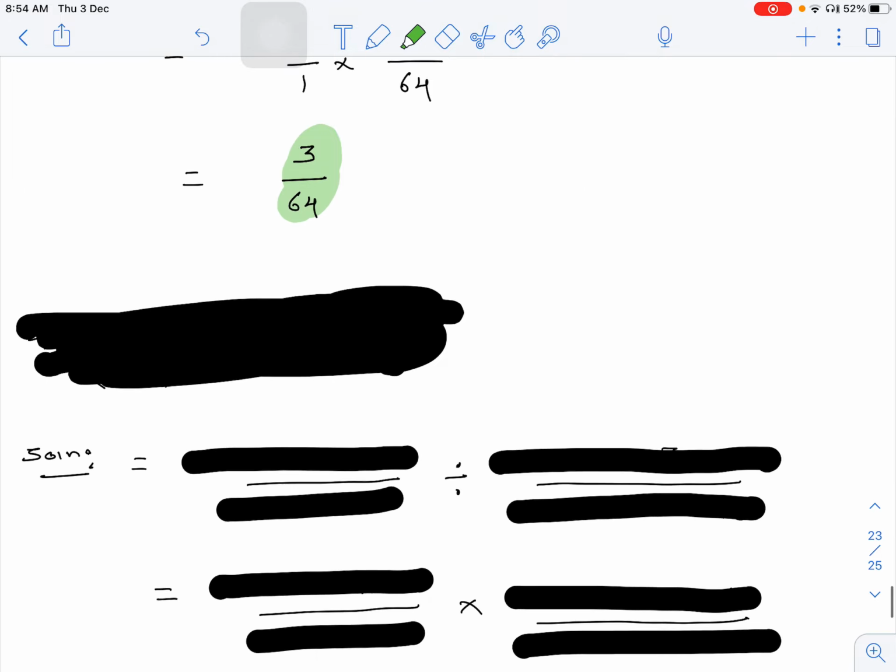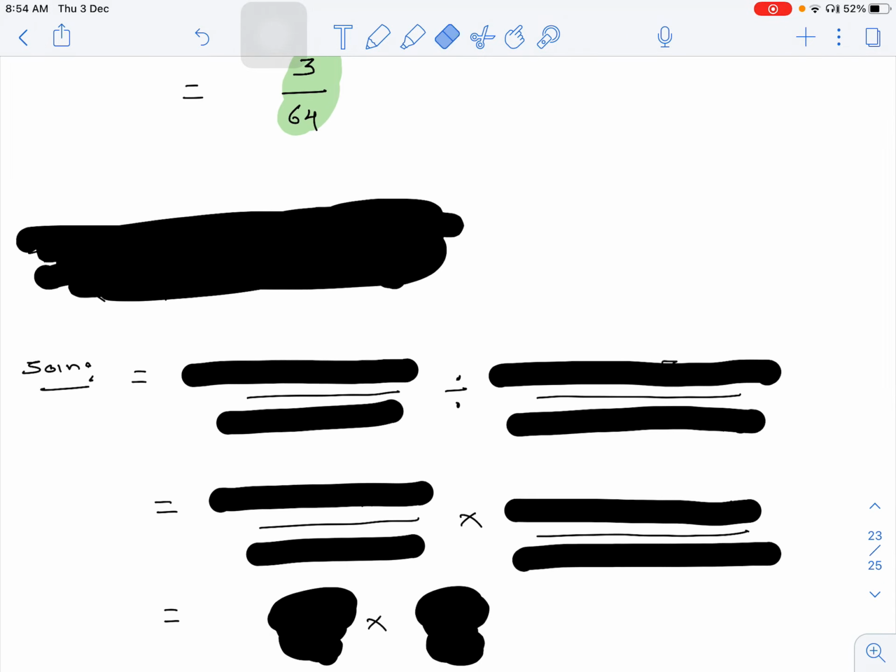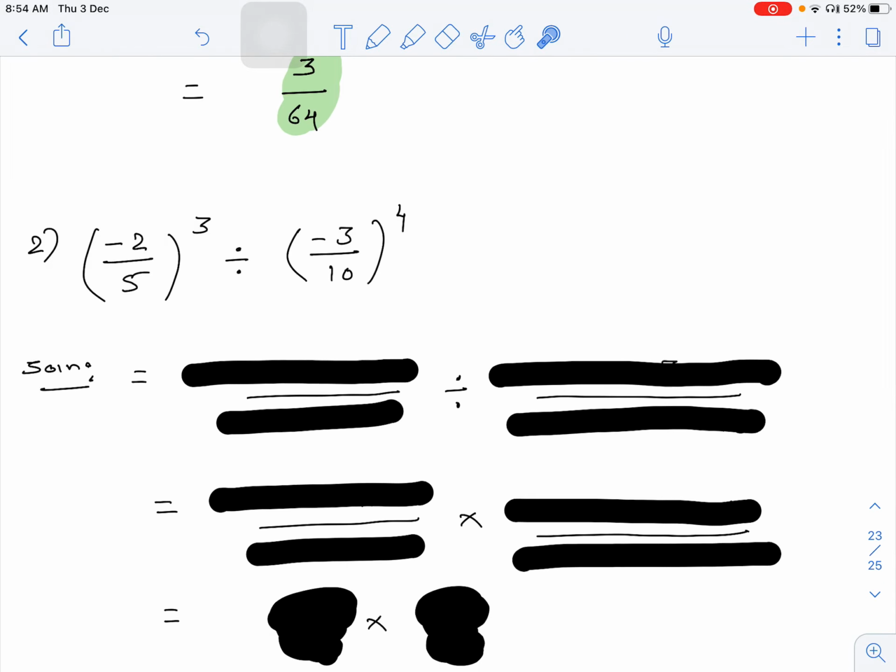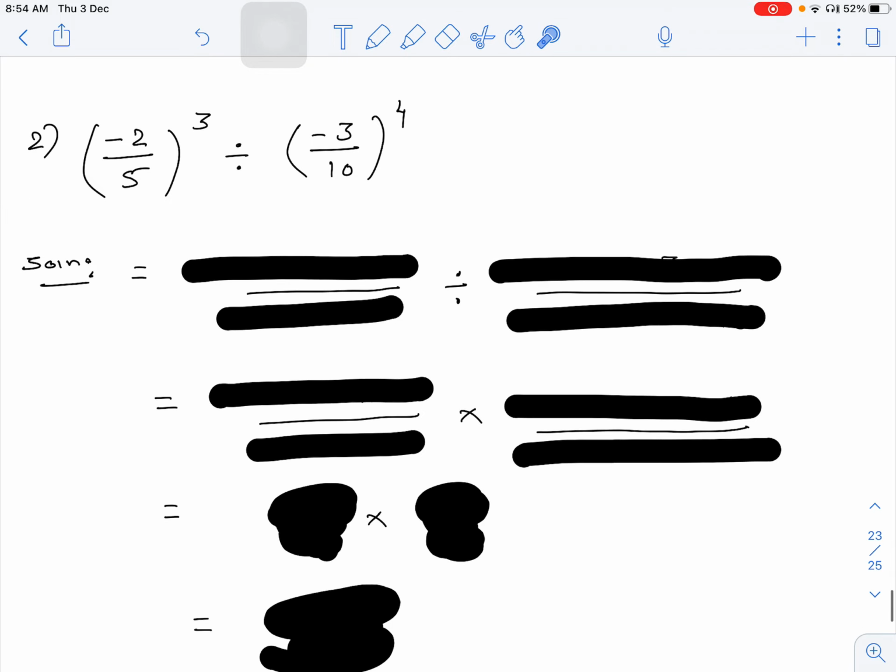Is it clear? Let us solve one more example based on this type. Now here we have (-2/5)^3 ÷ (-3/10)^4. So (-2/5)^3 means minus 2 is multiplied 3 times and 5 is also multiplied 3 times. So we get it in this way.